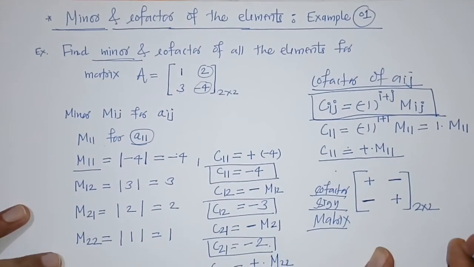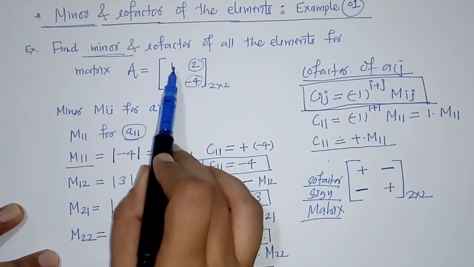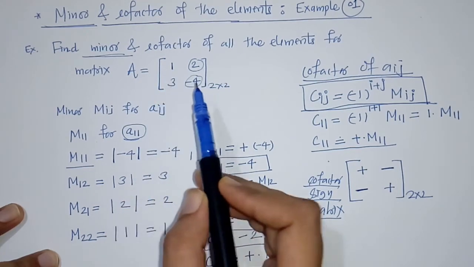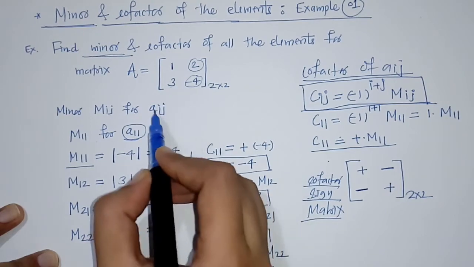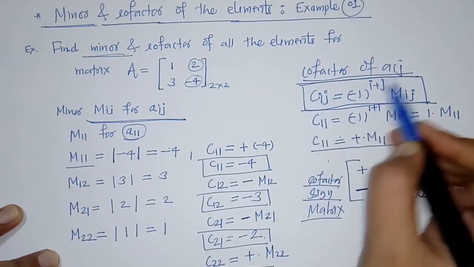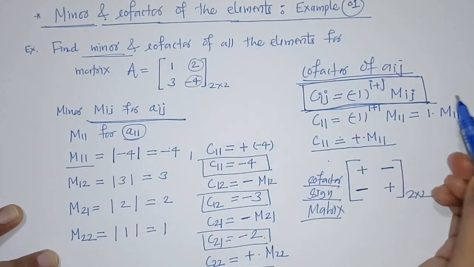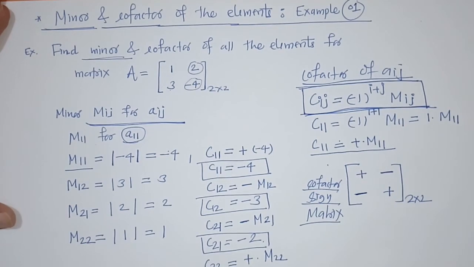Again, what is a minor? The minor of any element is obtained by excluding the row and column in which that element lies. And what is a cofactor? It is obtained by this formula. So we have found all minors and cofactors.